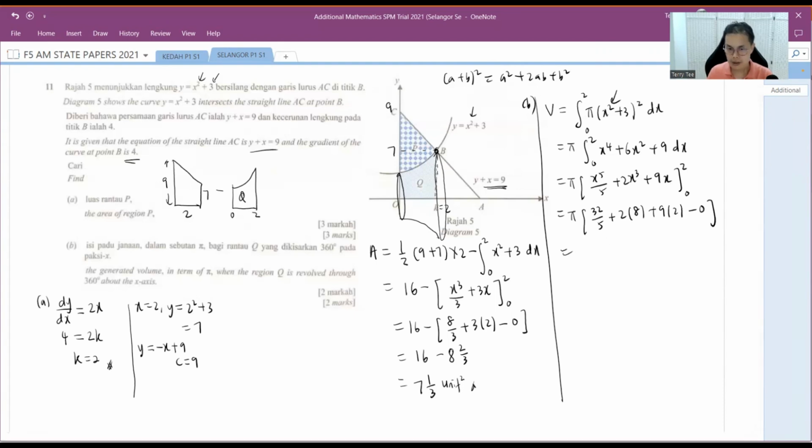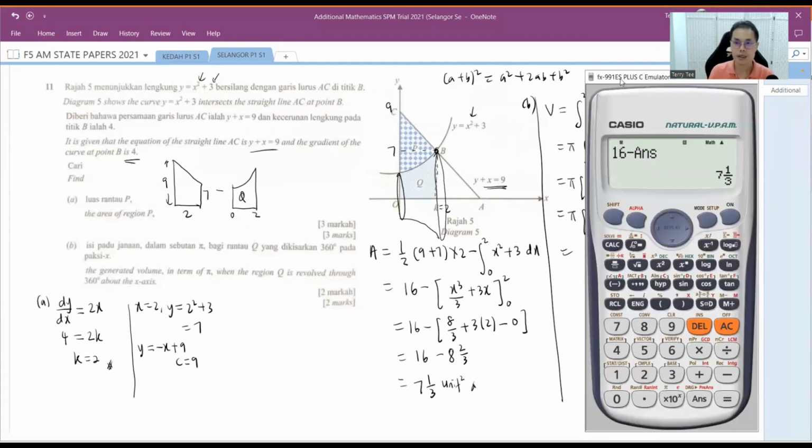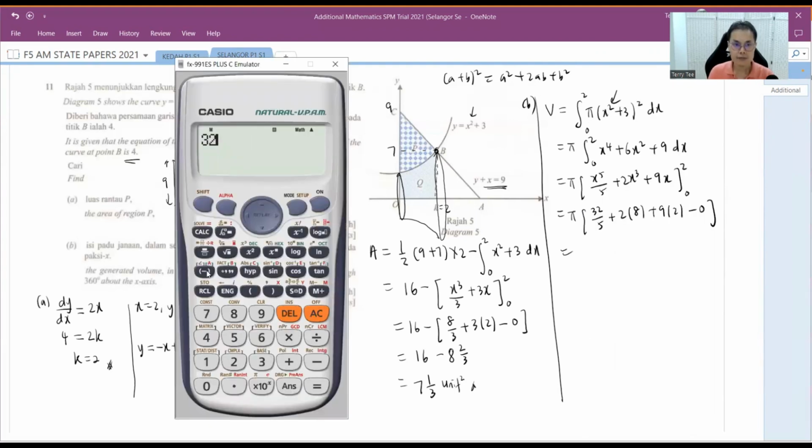Okay, can't do it mentally? Use your calculator. Right, so 32 over 5, you add with 16, this is 16, and then you add with 9 times 2, 18. There you go, my answer is this. Yeah, actually you can leave your answer as 202 over 5.